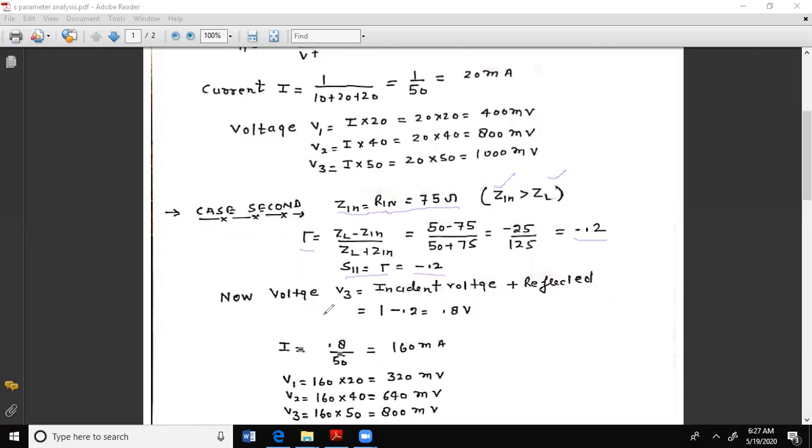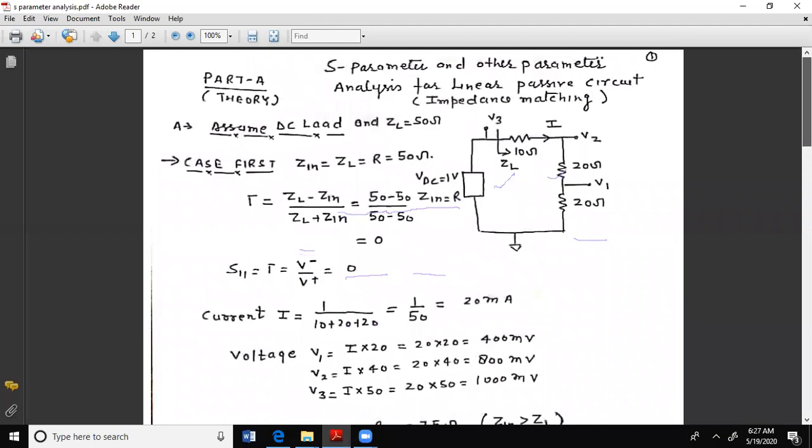Now, if we calculate the voltage V3, what is the value of V3? V3 is the voltage.